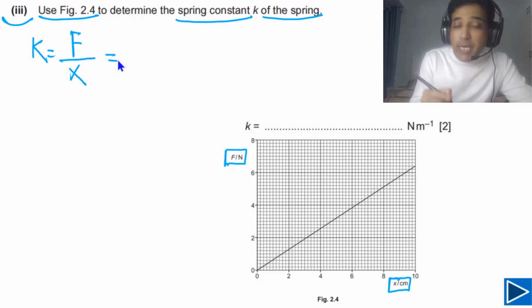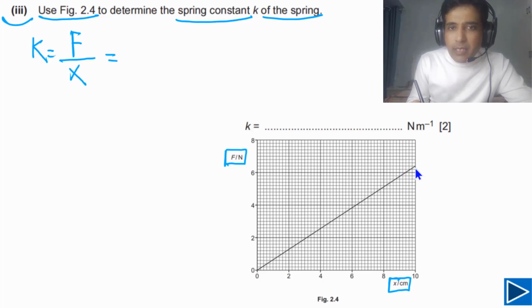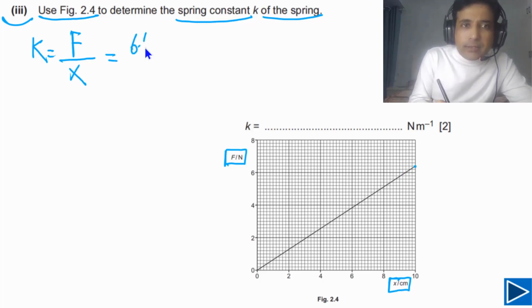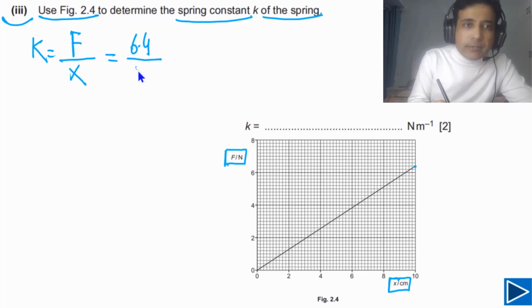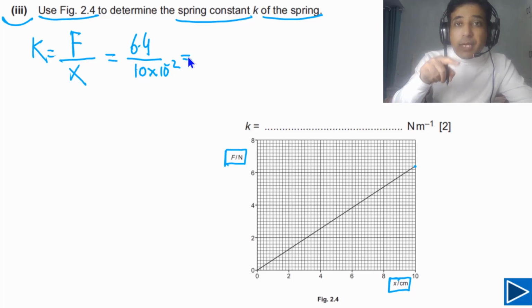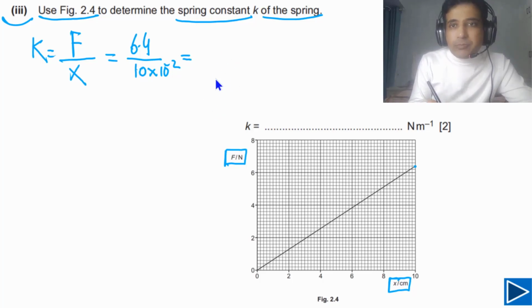So we can take any value of force. In this case, I'll be choosing this point. At this point, we have a value of force that is equal to 6.4 newtons, and we have a value of extension that is equal to 10 centimeters. So we need to multiply this one with 10 to the minus 2 because we have to convert this into SI base units. And now if we solve this one, our final answer will be equal to 64 newtons per meter. So this one is the final answer.